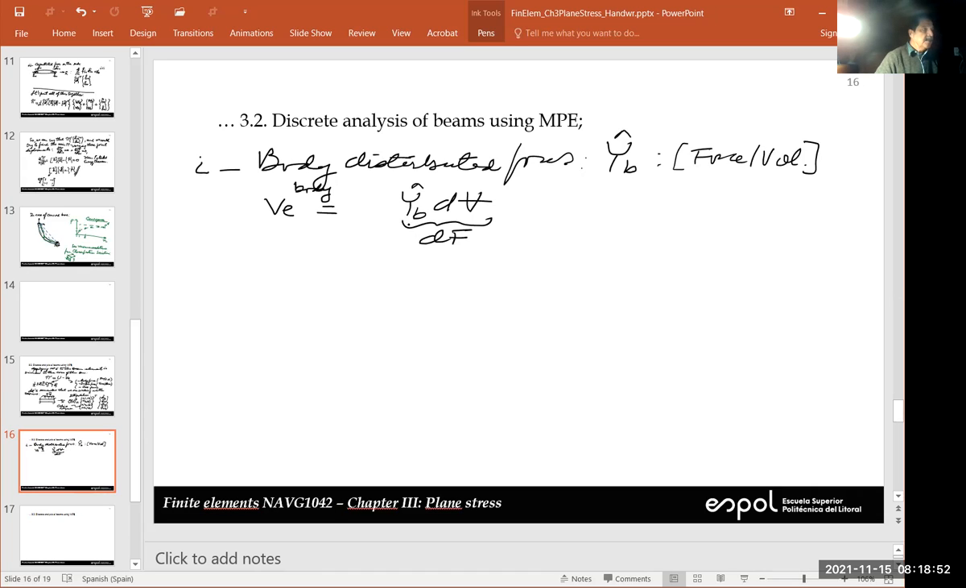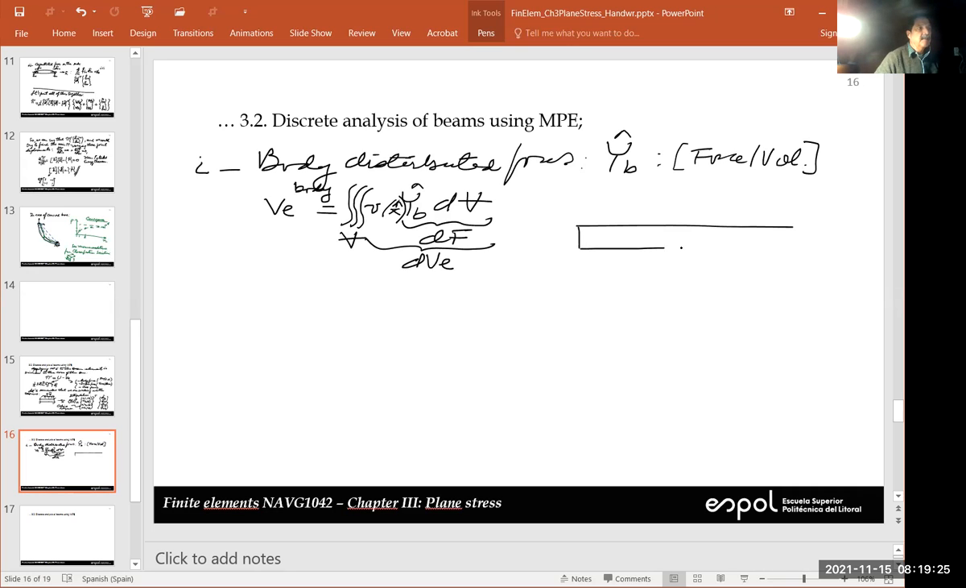Now, this could displace or can move by this amount. So this is going to be dV^e because this is a differential. And how do we get the full force if we integrate in the volume of the element?